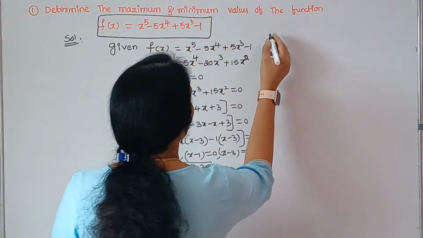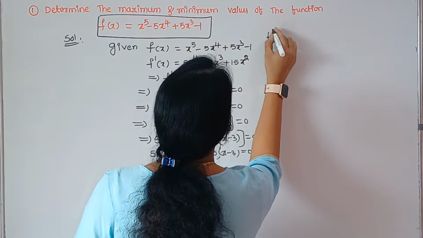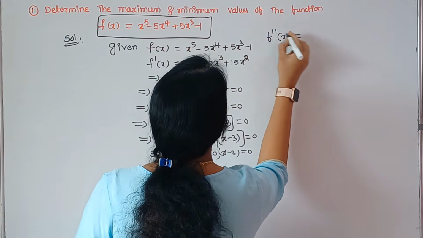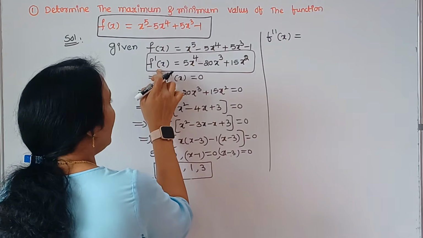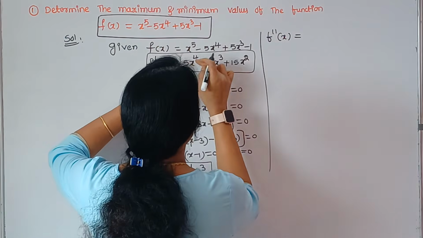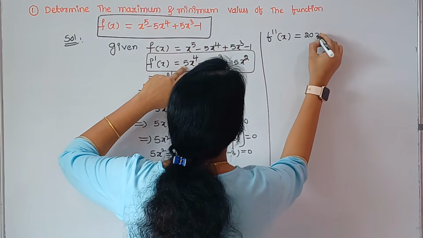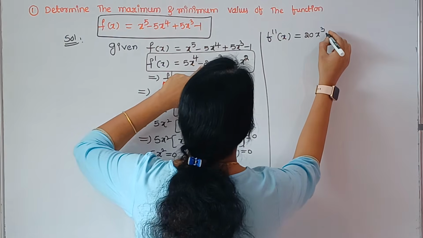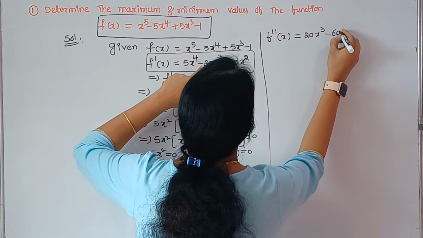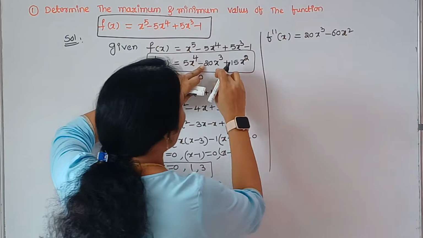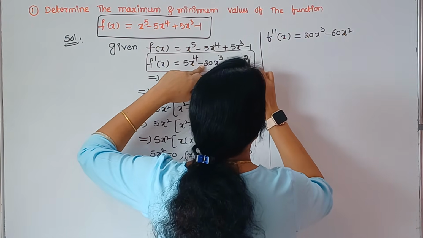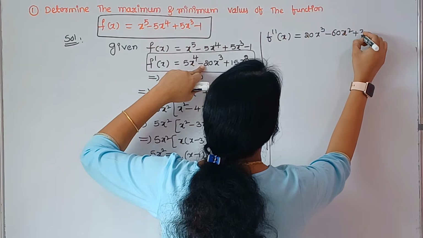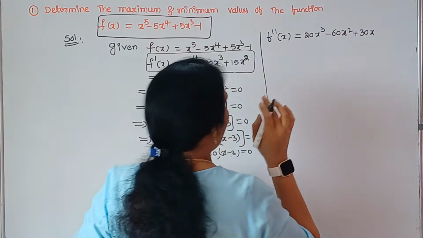First we find f double dash of x. This is my f dash x, then f double dash means again the derivative of this: 5 4s are 20 x cube, next 2 3s are 60 x square. Why? Because n into x power n minus 1, 2 into 15 is 30x.